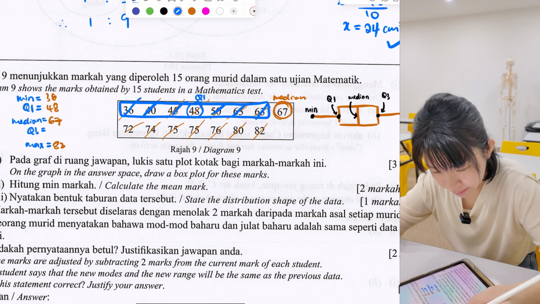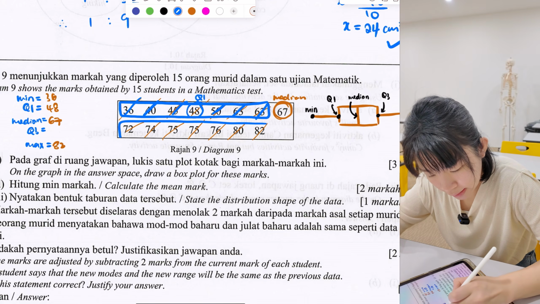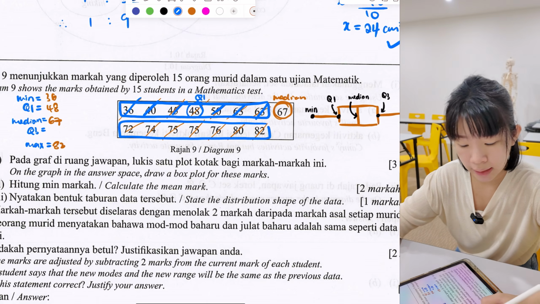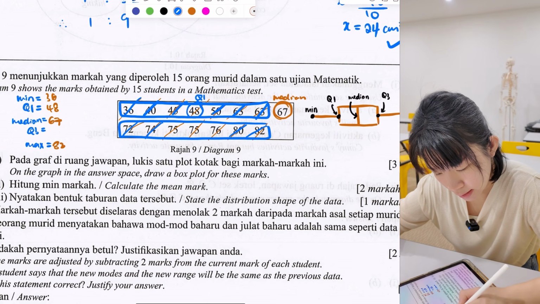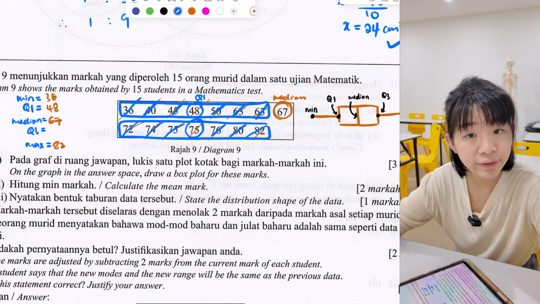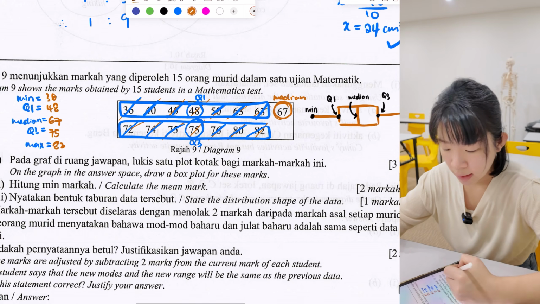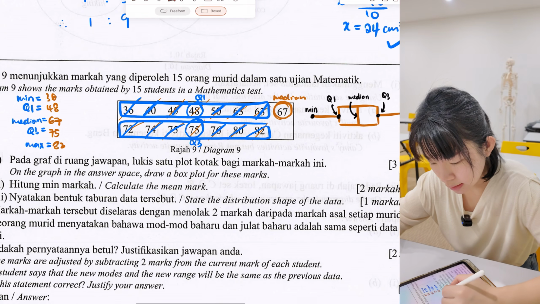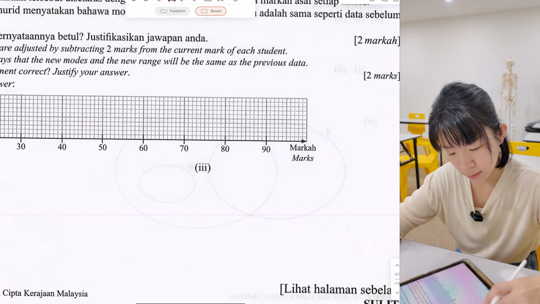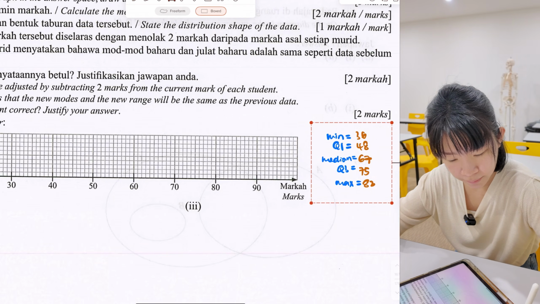Okay, the other side of the median. So here the middle data is Q3. Left, right, left, right, left, right, which is 75. So this is Q3, which is 75. Now once you get these 5 pieces of information, we can construct a box plot.